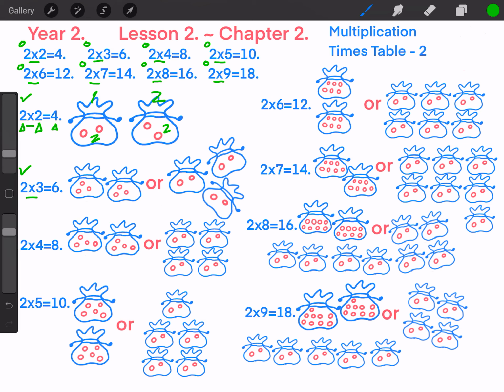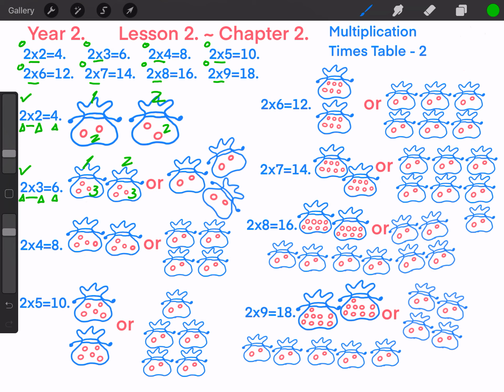2 times 3 equals to 6. There are 2 different possibilities. Possibility 1. There are 2 bags. Bag 1, bag 2. In each bag, there are 3 marbles. 3 marbles in bag 1, 3 marbles in bag 2. So totally, we have 6 marbles. That's 2 times 3 equals to 6.